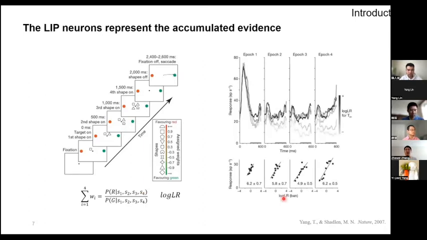And then they look at the LIP neurons' firing rate. The red panel shows the effect of the log-likelihood ratio on the firing rate, just the effect of the accumulated evidence. The average firing rate was sorted by the log-likelihood ratio in each input. We can see there is a graded modulation of the firing rate that corresponds to the magnitude of this accumulated evidence. So the population average firing rate could be well described by a linear function of the log-likelihood ratio.